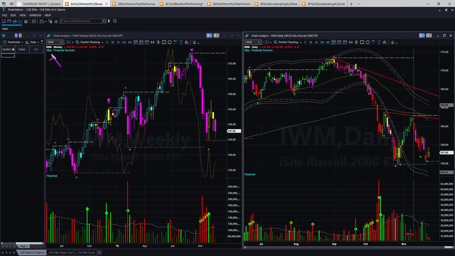Russell 2000 ETF IWM. This ETF shows a slightly different picture. Weekly candle color is bearish. However, here the lower tail is longer than the other ETFs. We can see several recent weekly candles have long lower tails, as if whenever price is going to this range 145 to 148, bulls are supporting the price.